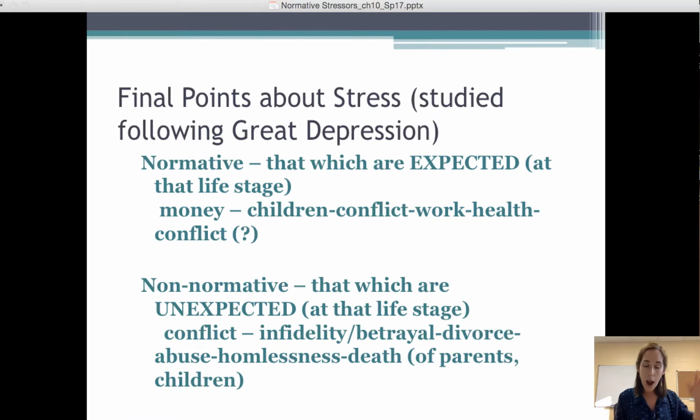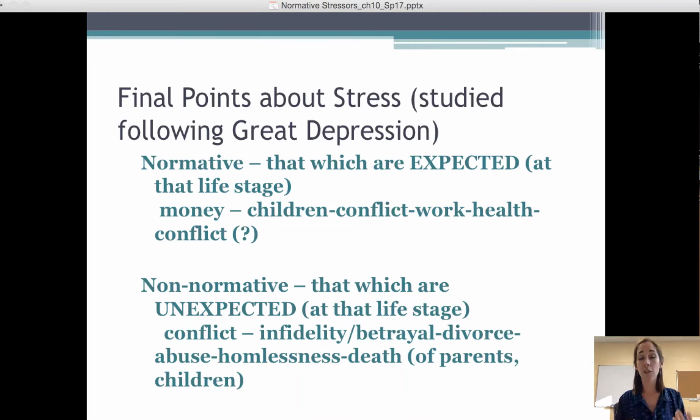Some final points. Through all of these things in life, there are really normative stressors, because you know what? You expect them. This is a trajectory that's manifest in movies, it's manifest in family storytelling, that when you're at this stage of life, you do this, when you're at this stage, you do this. So they're normative. You expect that life stage. So things like money, children, conflict, work, health, and maybe even conflict. If you're a comm scholar and you know that conflict is normal, you expect these things, right?